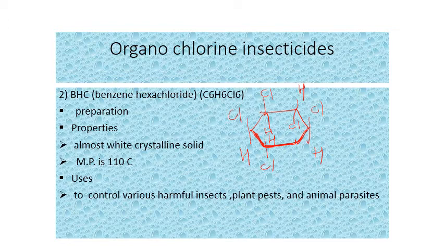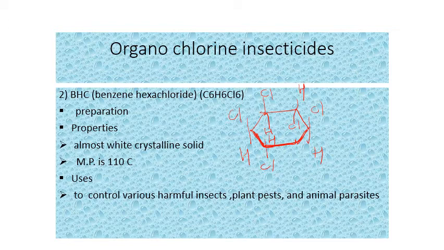Then properties. The pure gamma isomer is also known as lindane or gamma BHC. It is almost white crystalline solid. Melting point is 110 degrees Celsius with a smell resembling phosgene. It causes tainting of foods with which it comes in contact. It is fairly toxic to human beings because of its volatile nature. It acts more rapidly than DDT. Lindane has no odor and leaves less residue in food and storage product.